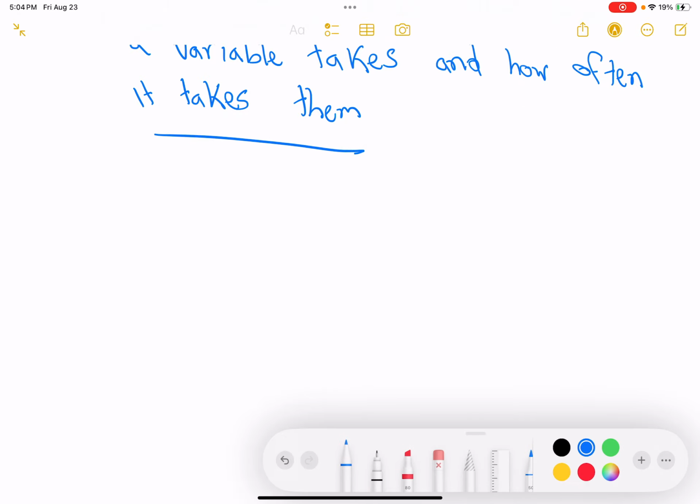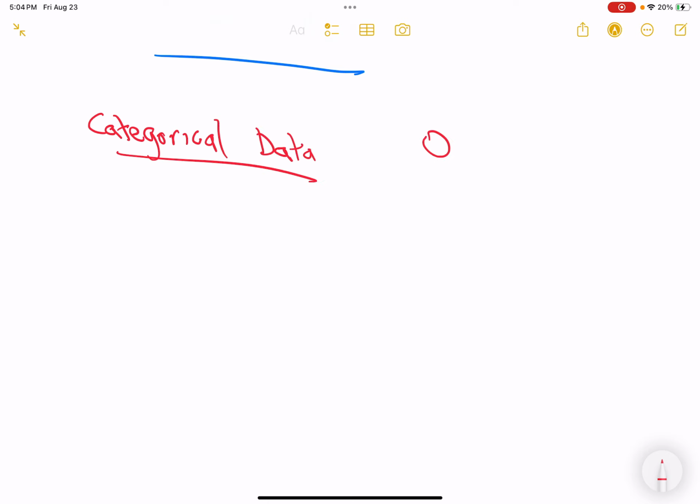Okay, so we know what distributions are too. All right, let's move forward. Now we gotta roll into categorical versus quantitative data. So, categorical data. Okay, categorical data and quantitative data.